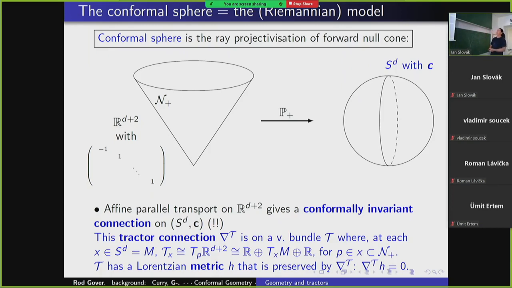Okay, so all together we have that structure, and this is obviously filtered, so the vertical direction sits inside the tangent bundle, which sits inside the whole thing. So it's a filtered structure.